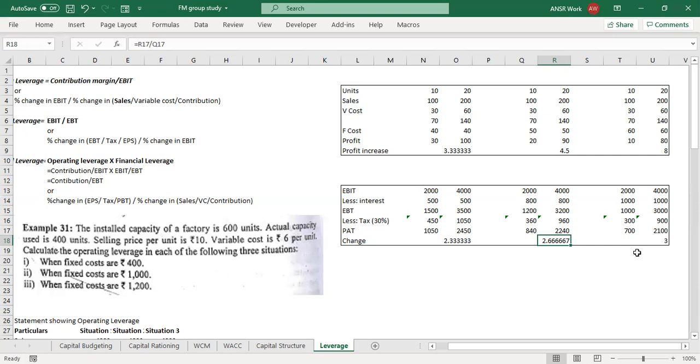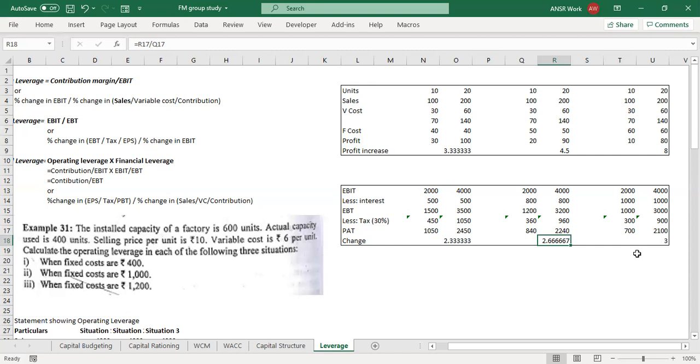No, it should be EBIT by... I'll repeat the logic. The logic was whichever item is having the leverage effect, the item above it divided by the item below it. EBT by PAT then. Okay. Noted. Anybody else? Or EBIT by EBT. Okay. One of those. Got it.